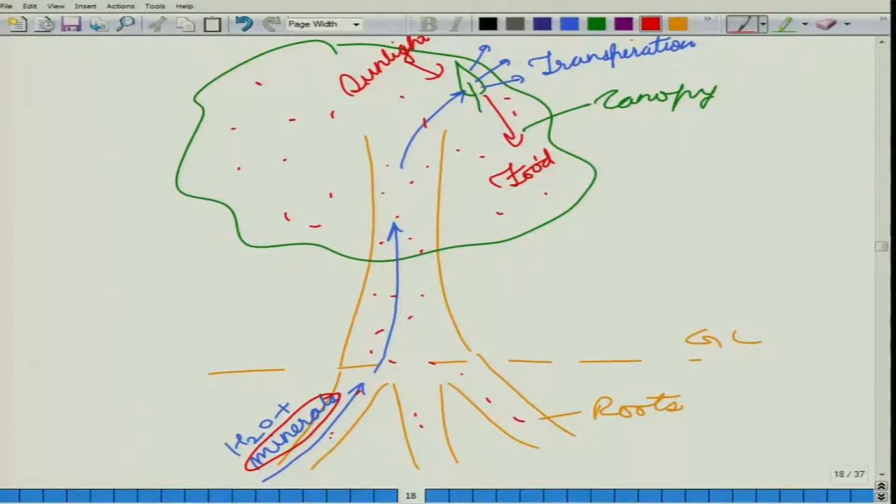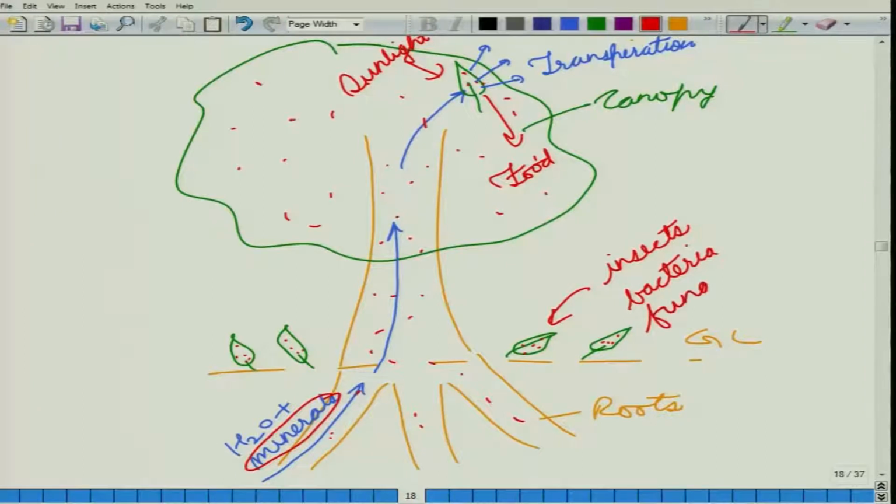Now, what happens after some time? After some time, this tree will get older, and when it gets older, or maybe this leaf gets older, or when a time comes when this tree is shedding off the leaves, then these leaves will come down to the forest floor. Now, because these leaves also had these minerals, we'll get these minerals down here to the forest floor. After some time, these leaves would be eaten away by insects or by bacteria or by fungi or by some other organisms. And then all the energy that was there in the leaves has gone into the bodies of the organisms, and all the minerals that were there in the leaves have gone into the bodies of the organisms.